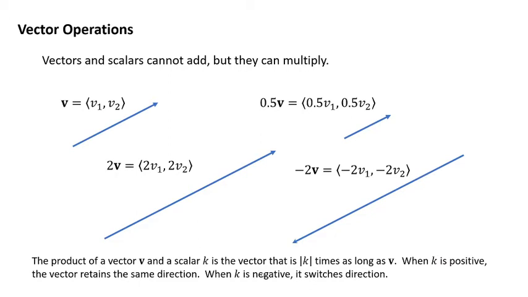And so the vector is now the absolute value of k times as long as it started. When k is positive, the vector retains the same direction. When k is negative, it switches direction. And so to say this in a tight, packed and somewhat elegant way, if we take any scalar k and multiply it by the vector v, basically what we're doing is just multiplying each component by that scalar k.